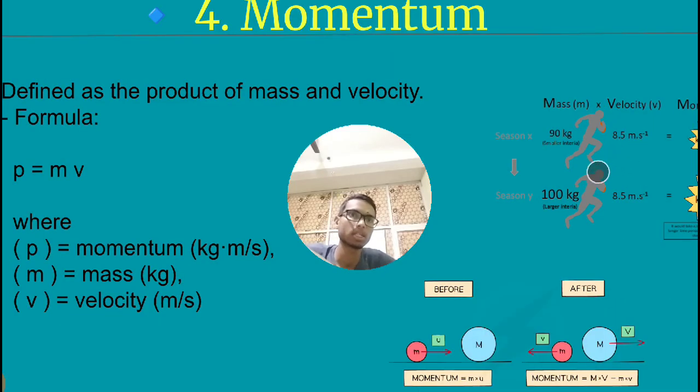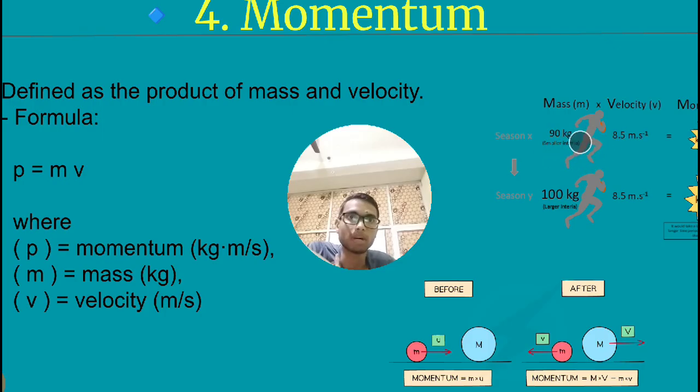From this figure, you are understanding that the mass of this object is less as compared to this. An object whose mass is less would accelerate more. An object whose mass is more would accelerate less. Here you can see the speed is the same.